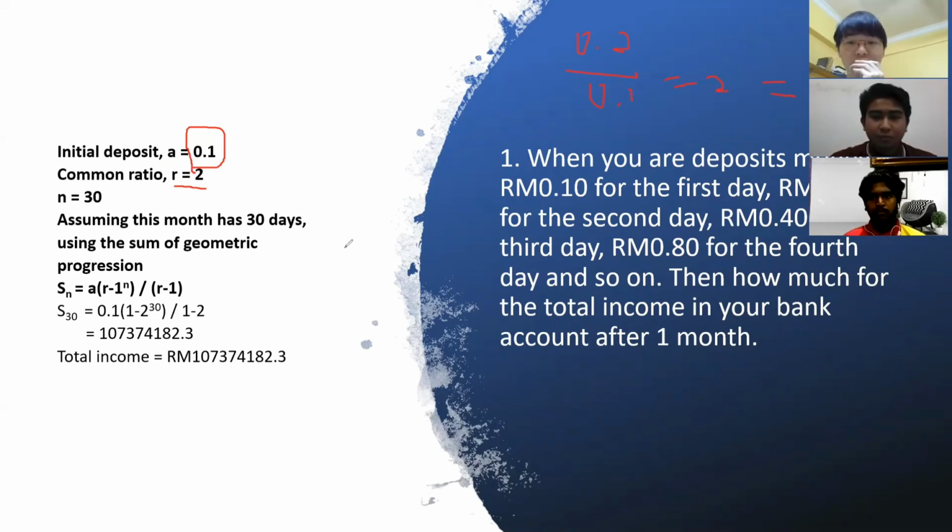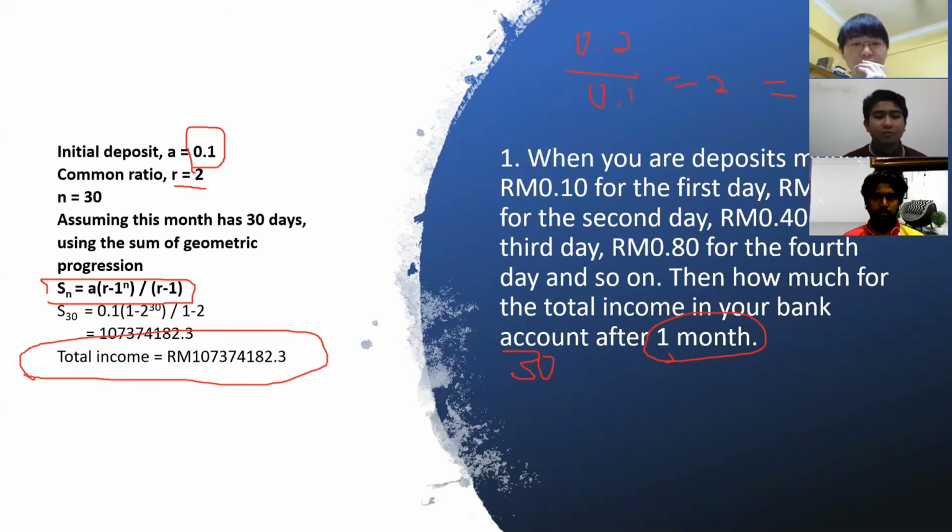And then n is equal to 30 because we are assuming that this month is 30 days. So it's 1 month. After that, we use this formula, and then we put in the A and R. Then we will get this income.